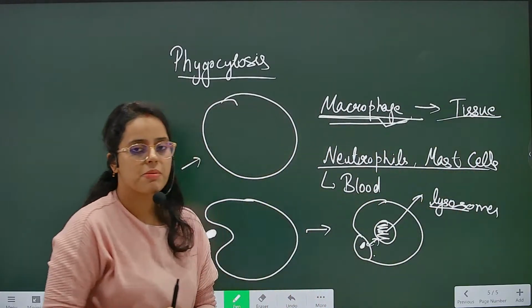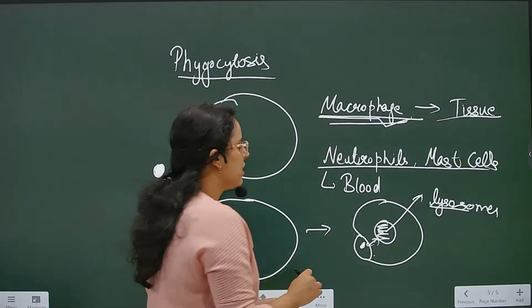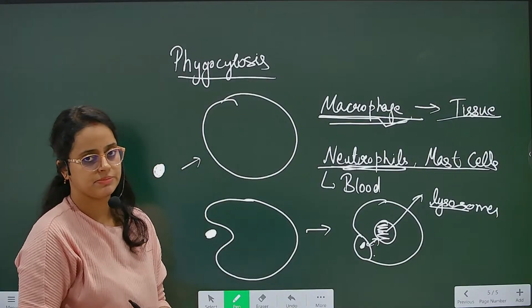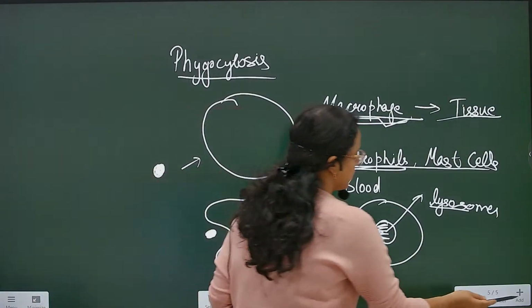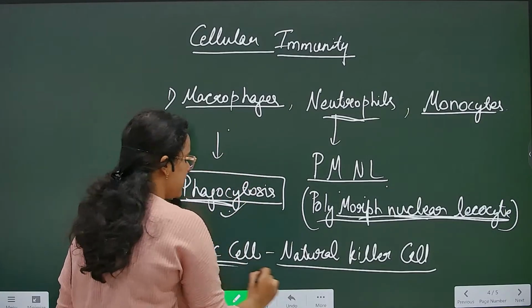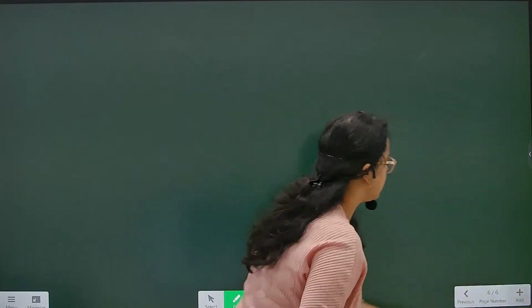Okay, they are present in the connective tissue, and the mast cells are also present in the connective tissue. Neutrophils or monocytes are present in the blood. Now, this is the function of the phagocytic cells. Now let us see the function of NK cells or natural killer cells.